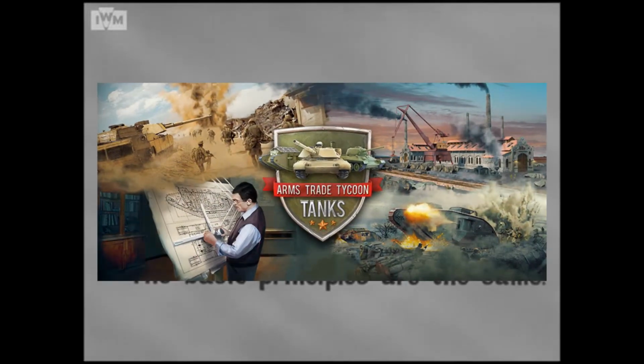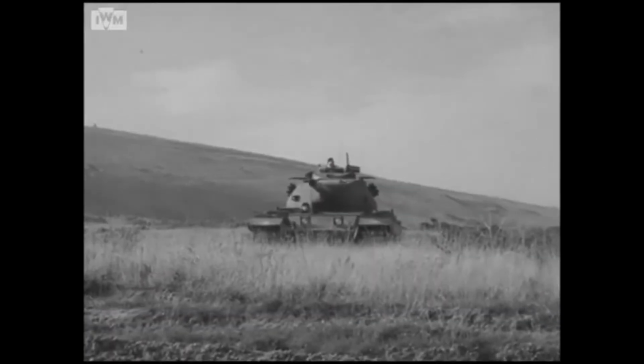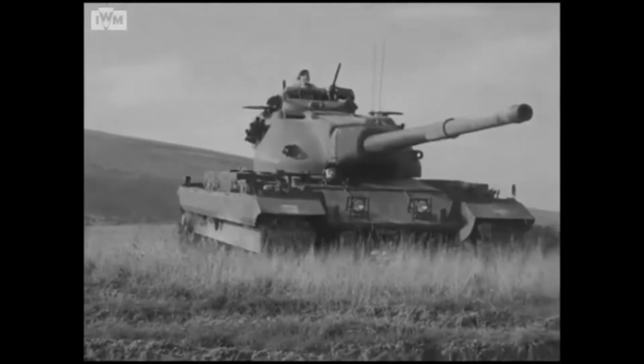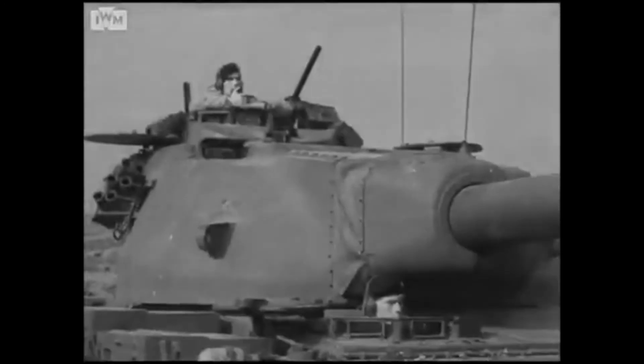Arms Trade Tycoon Tanks is a game that is still in early development and that aims to give its players the chance of running a successful tank building company, from doing technical research to designing and building tanks and then trying to sell them at home or abroad. And of course, learning from what happens to them on the field of battle. So here is their question.